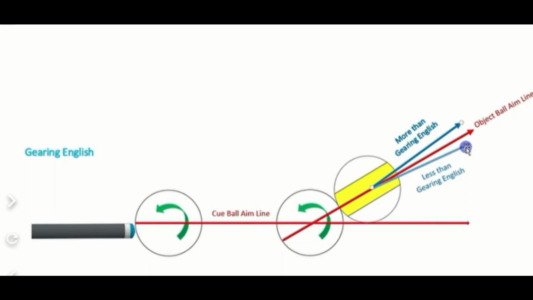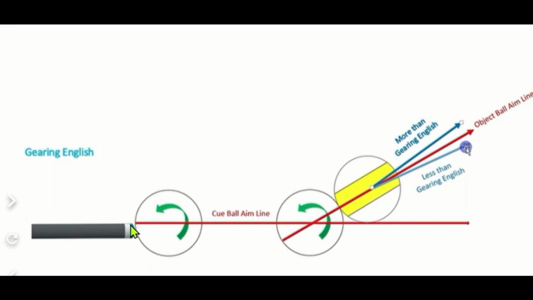So here's why the concept of gearing English is so important. If you're putting gearing English on the ball, the object ball will go directly along the line of centers. You can aim directly at the pocket. But if you put more than gearing English, the spin will be more. It'll throw the ball more in this direction. So if you put more than gearing English, you have to compensate by aiming to the same side as the gearing English. If you hit less than gearing English, the throw will be on the other side.